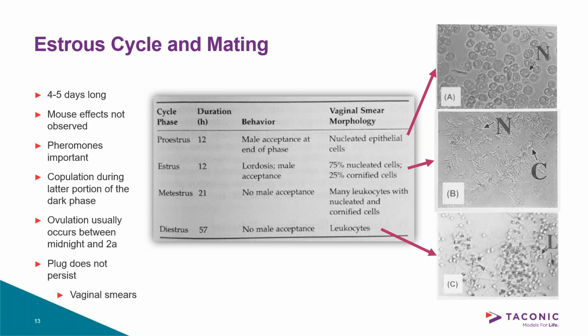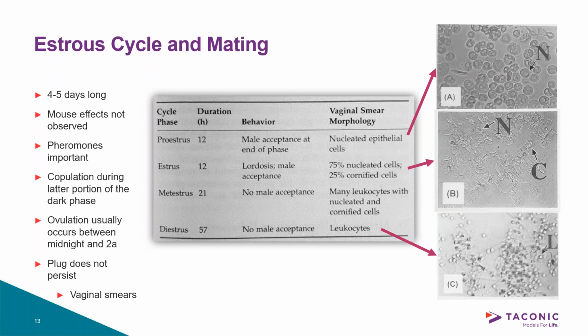But here we have the 4 phases. So there's proestrus, estrus, metestrus, and then diestrus. And you can read here what the behavior is. Estrus is the one where we're going to have the female be accepting of the male and when we're going to have ovulation occurring. So you can take a vaginal smear, put it onto a slide, and then look at these cells that are present at each of the stages, and this would help determine when she would be receptive to a male.